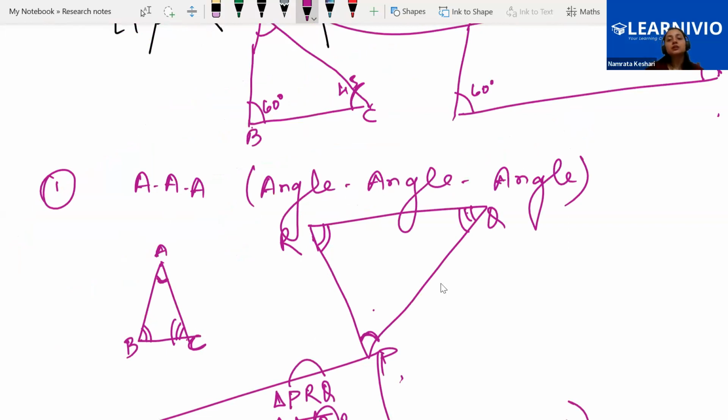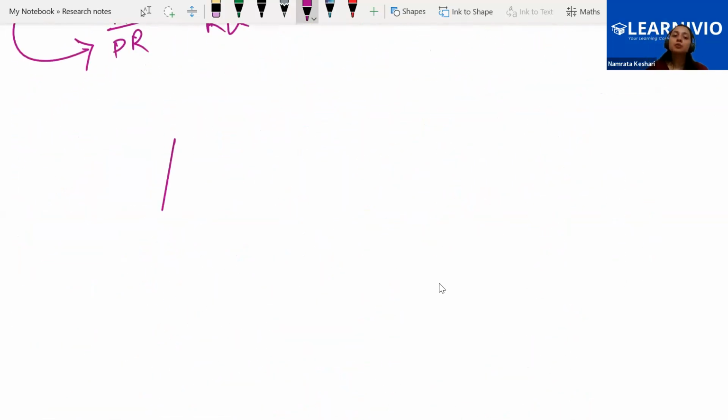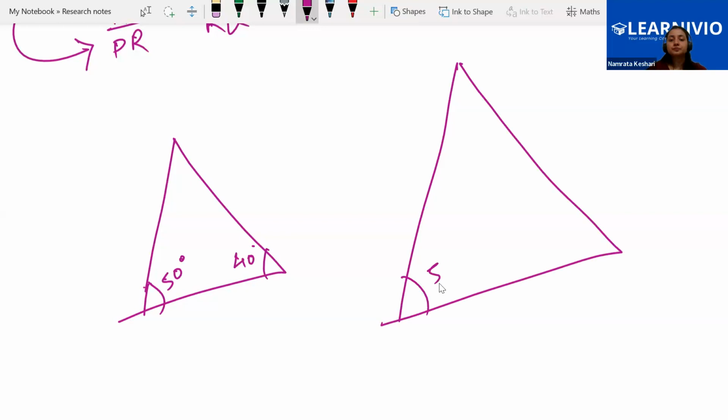Now from here only the other criterion came, which says that if two angles are the same, then also we can say that the two triangles are similar to each other. Why? Because if two angles are the same, obviously the third will be the same. Yes or no? Yes. Everyone getting it? If two angles are the same, then definitely the third angle will be the same. Suppose you have one triangle, and suppose you have another triangle. Here you have 50 degrees, here you have 40 degrees, here also you have 50 degrees, and here also you have 40 degrees.